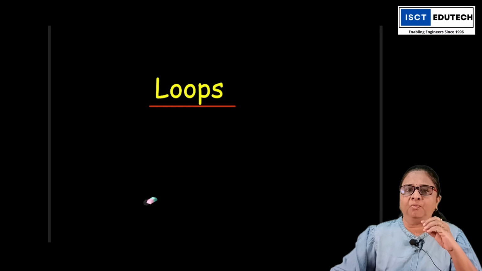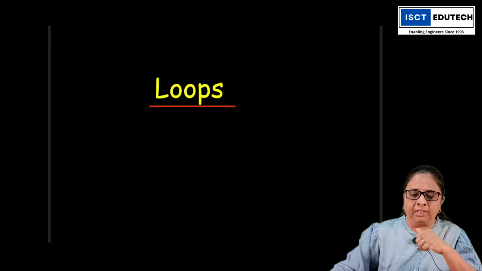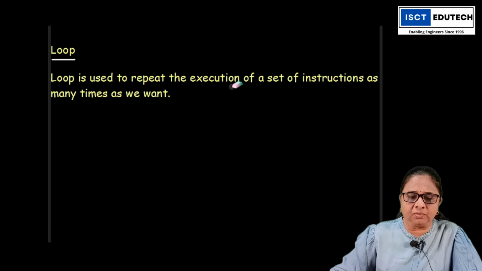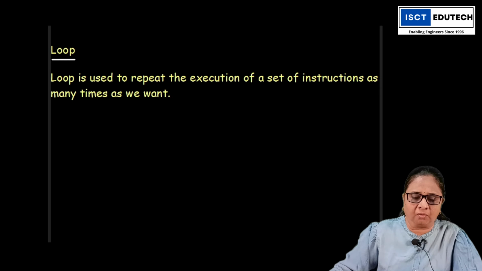But many times, we want to repeat a set of instructions. In such cases, we don't rewrite the instructions, but we write them only once and repeat the set of instructions automatically with the help of a loop. So the definition of a loop is: it is used to repeat the execution of a set of instructions as many times as we want.